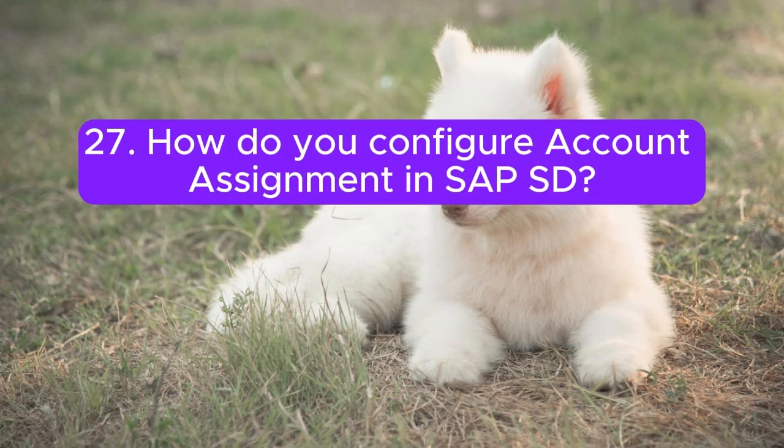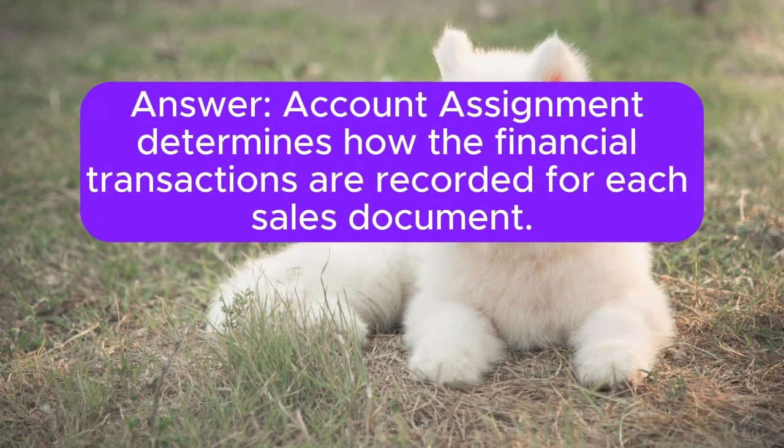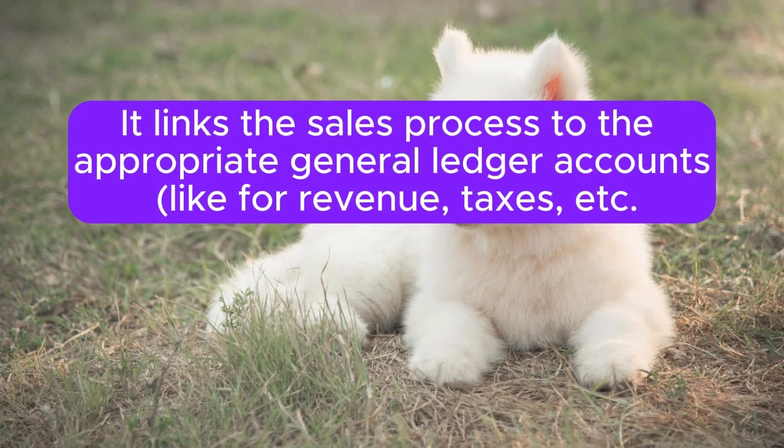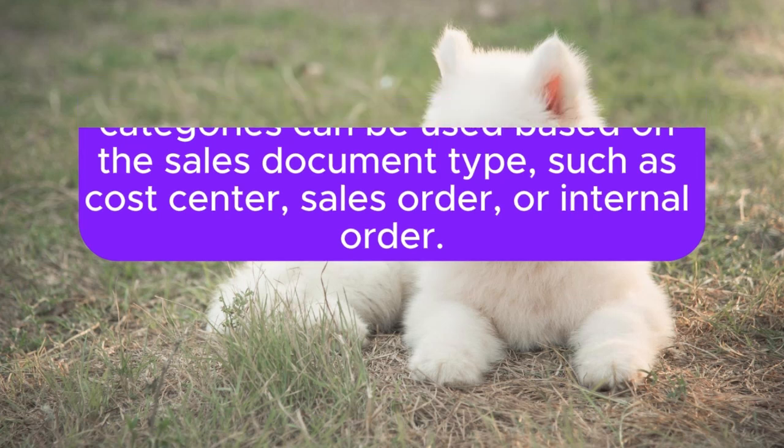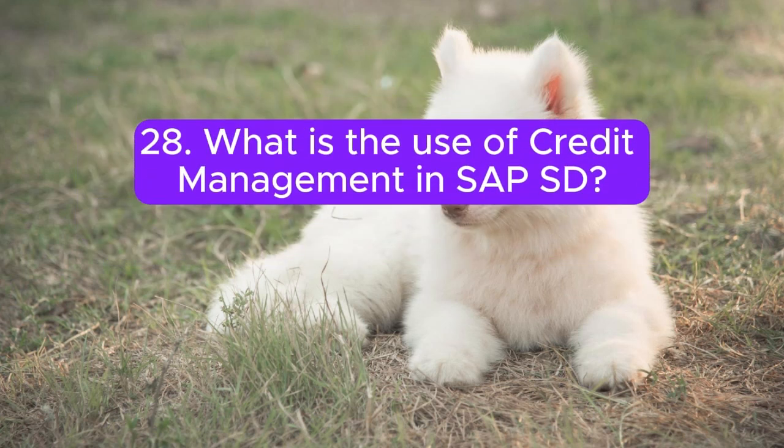27. How do you configure account assignment in SAP SD? Answer. Account assignment determines how the financial transactions are recorded for each sales document. It links the sales process to the appropriate general ledger accounts, like for revenue, taxes, etc. Different account assignment categories can be used based on the sales document type, such as cost center, sales order, or internal order.